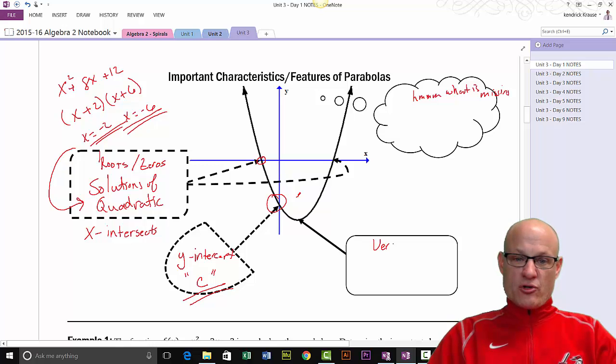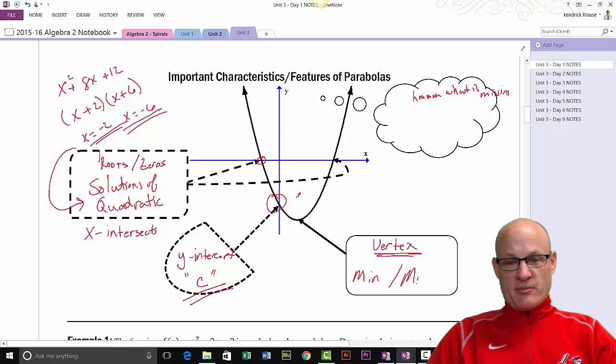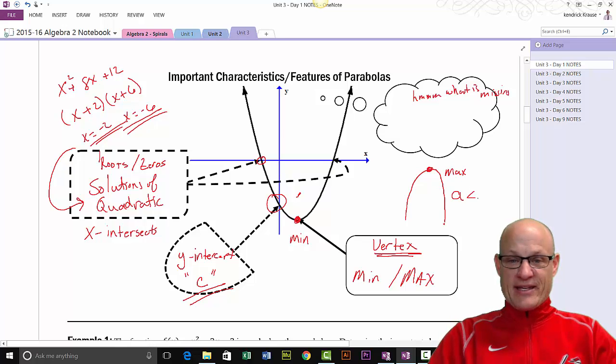This is called the vertex. It will either be a minimum or a maximum. In this particular case, since it's way down here at the bottom, it's a minimum. If, however, I decided I would go and do that, then it would be a maximum. And of course, you're all saying, oh yeah, that would be when a is negative, or when a is less than 0. Then it's coming down.